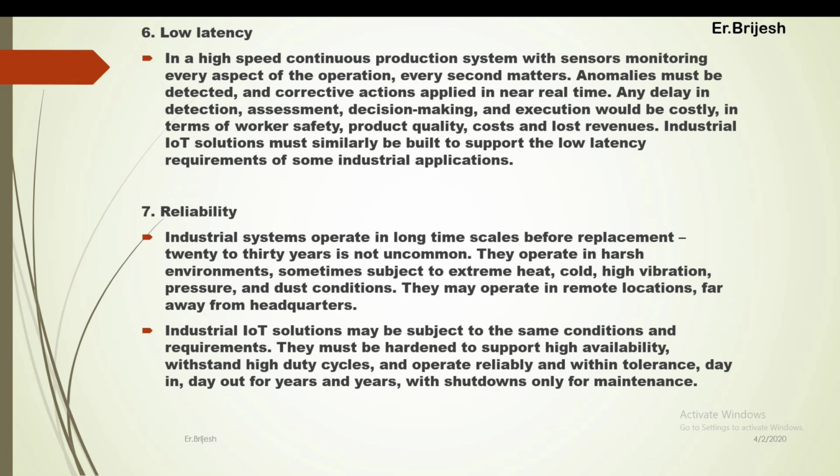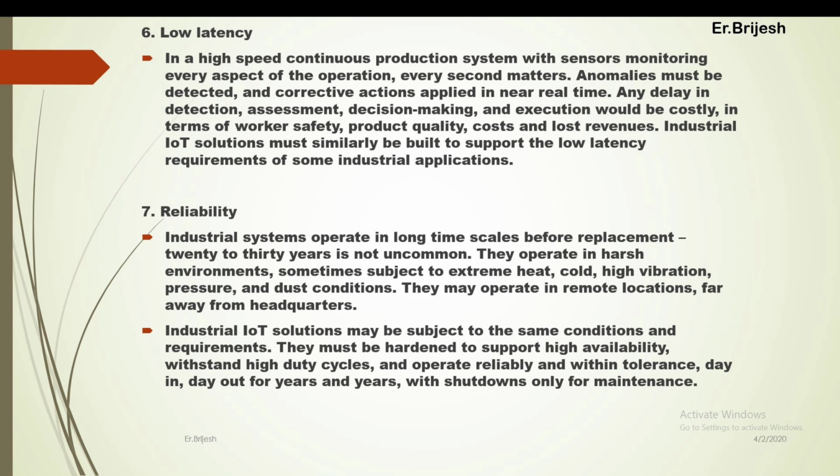Sixth point is low latency. In a high speed continuous production system with sensors monitoring every aspect of the operation, every second matters. Anomalies must be detected and corrective actions applied in near real time. Any delay in detection, assessment, decision making, and execution would be costly in terms of worker safety, product quality, cost, and lost revenues. Industrial IoT solutions must similarly be built to support the low latency requirements of some industrial applications.